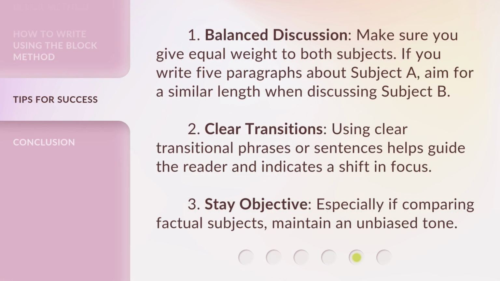1. Balanced discussion. Make sure you give equal weight to both subjects. If you write 5 paragraphs about subject A, aim for a similar length when discussing subject B too. 2. Clear transitions. Using clear transitional phrases or sentences helps guide the reader and indicates a shift in focus. 3. Stay objective. Especially if comparing factual subjects, maintain an unbiased tone.